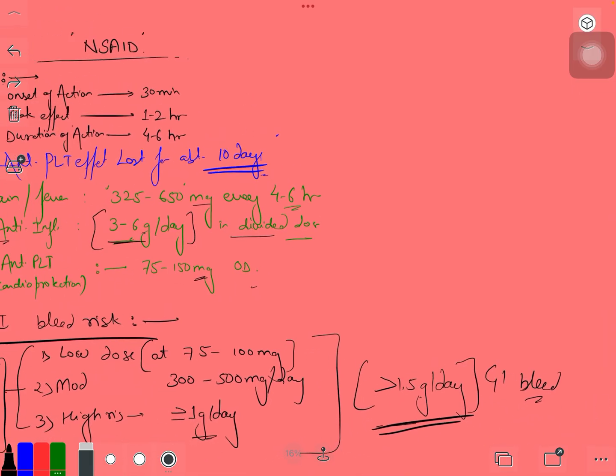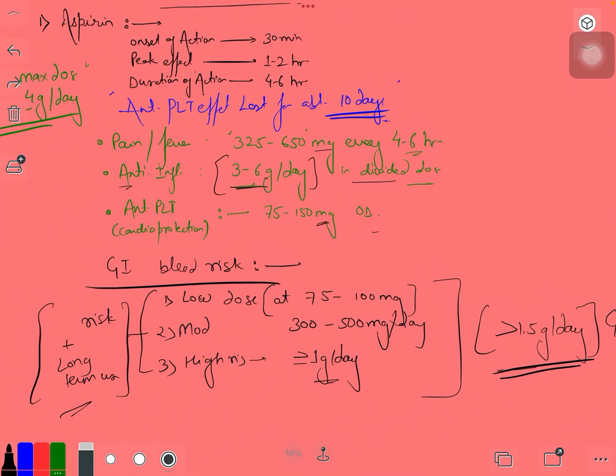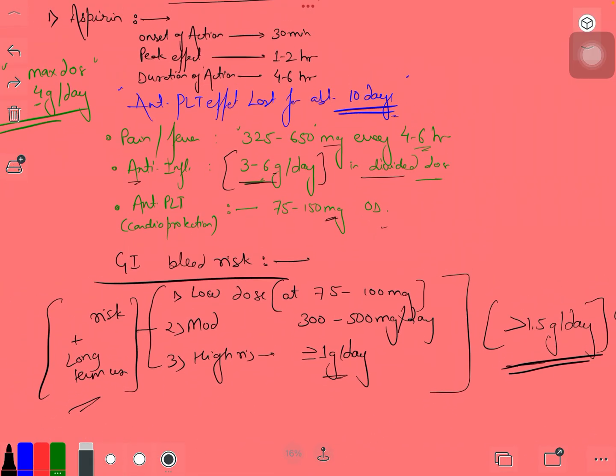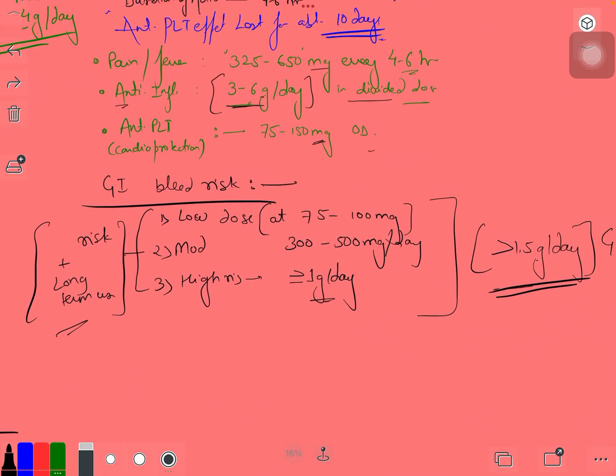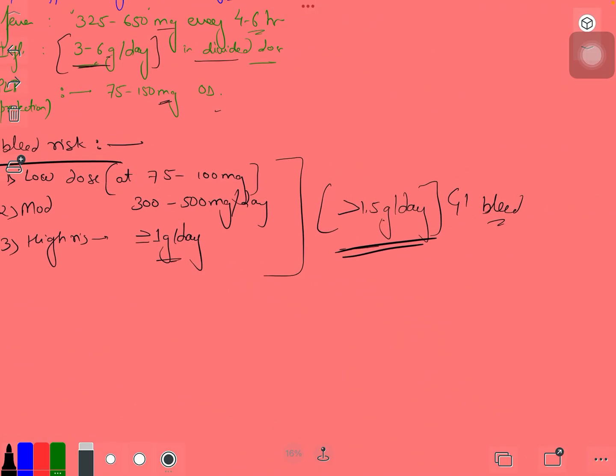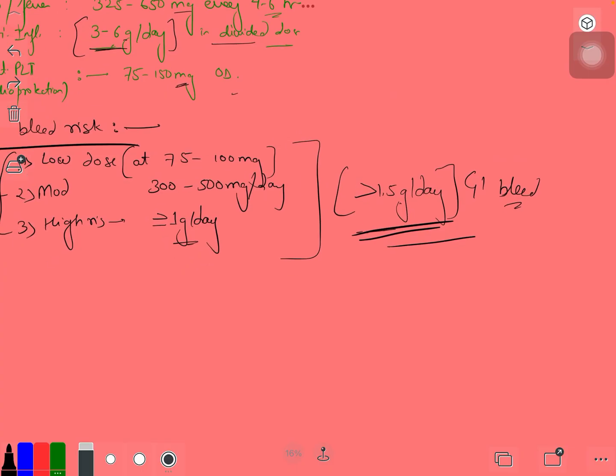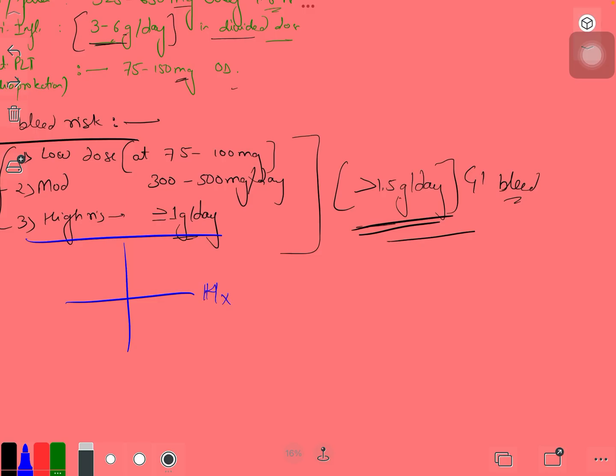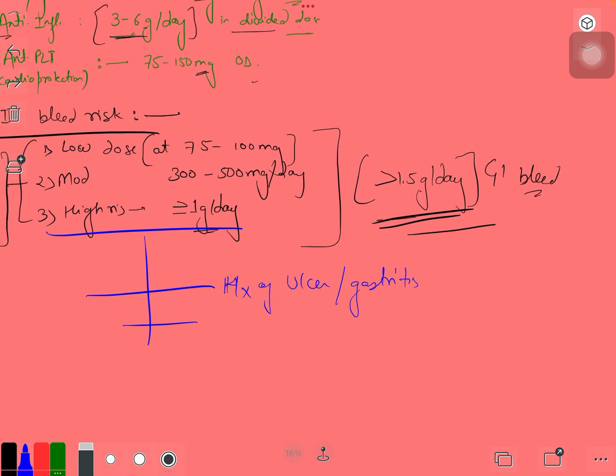So just have a clearer history before giving somebody aspirin, especially a high dose of aspirin in such situations, because it can even worsen the condition of the patient. At high risk, there will be much more occurrence of all the side effects. So we must check for a history of any ulcer or gastritis before advising somebody aspirin.